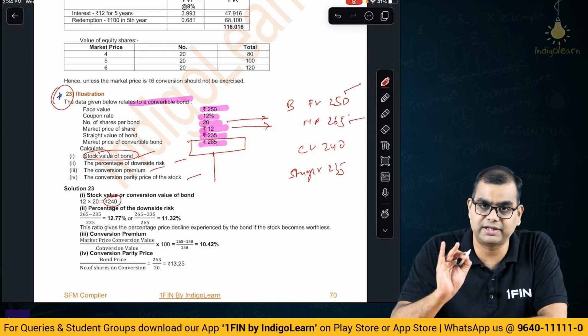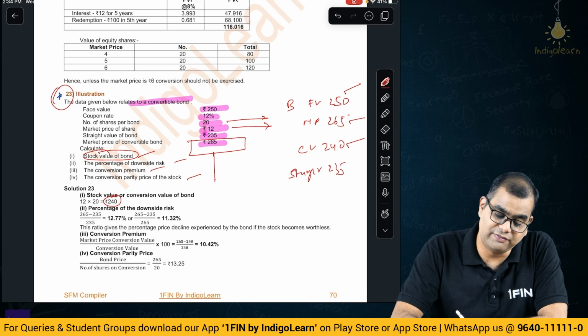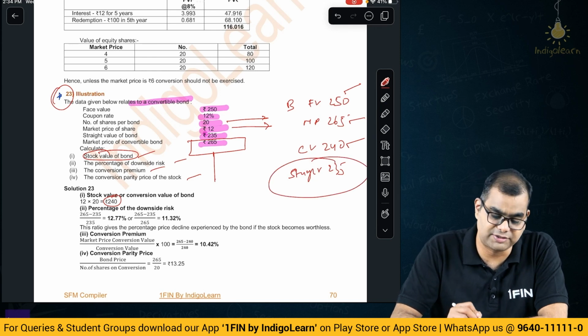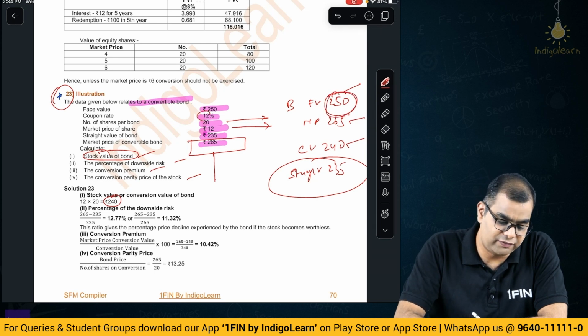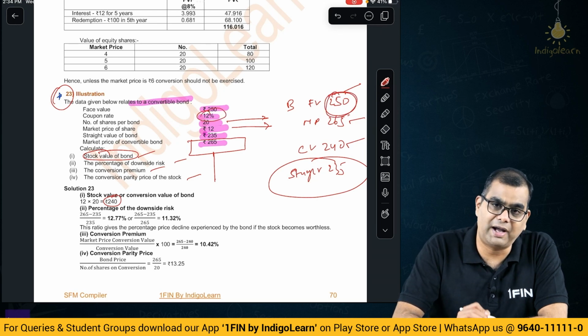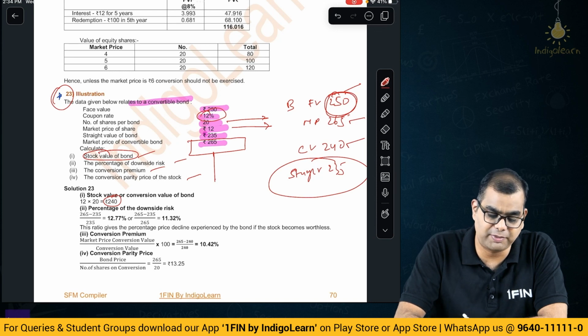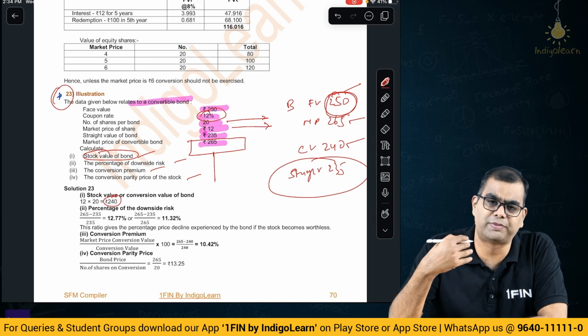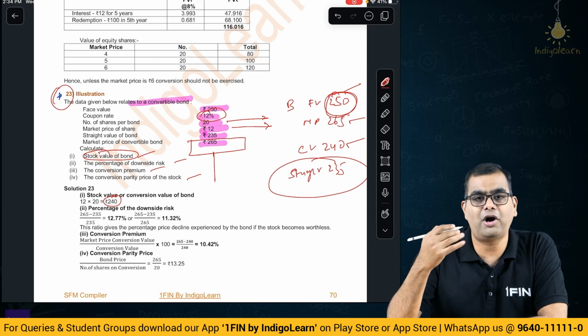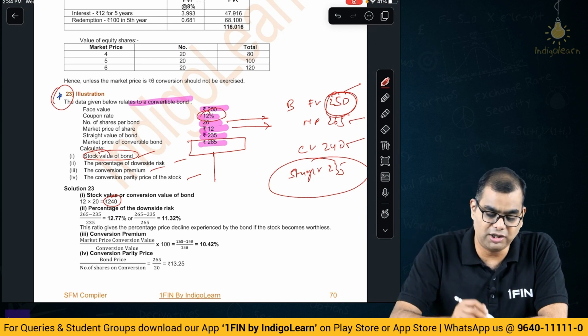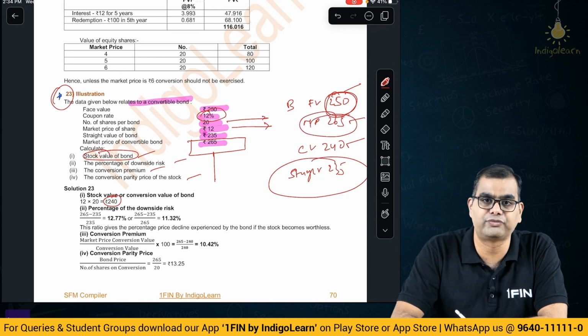Bond market price is stated in the market, very clear. Bond conversion value 240 is also clear. Now, what is the straight value of 235? What this means is, the bond's face value is 250 for a coupon rate of 12%. So, if market rates are higher or lower, this particular bond, assuming that the issue price is the same as the face value, the bond's price will fluctuate. Now, bond's price today is 265.